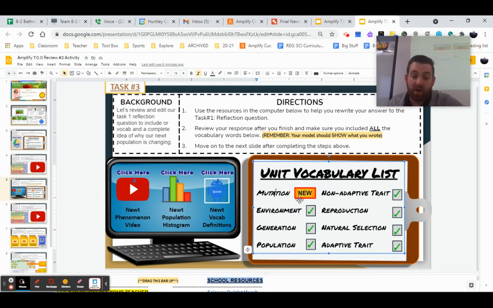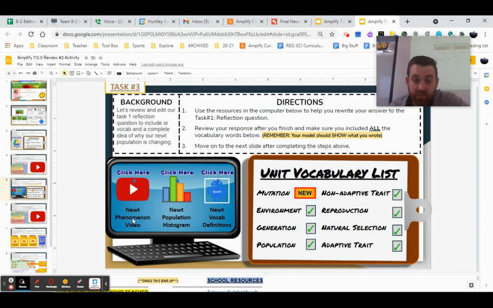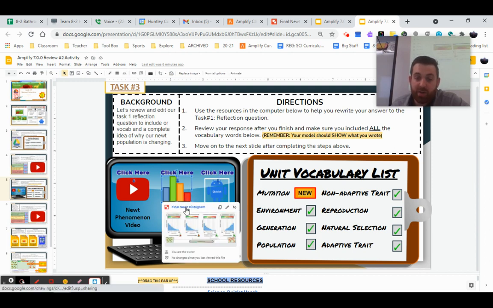If we have all of those in there, then the next step is to use our resources to make sure that our response is a strong response that explains what's going on with the newts. So if you need to rewatch the video to get the big picture of what's going on, great. If not, you can always check our newt population histogram right here. This is a great resource, and I recommend that everybody looks at this at least once.